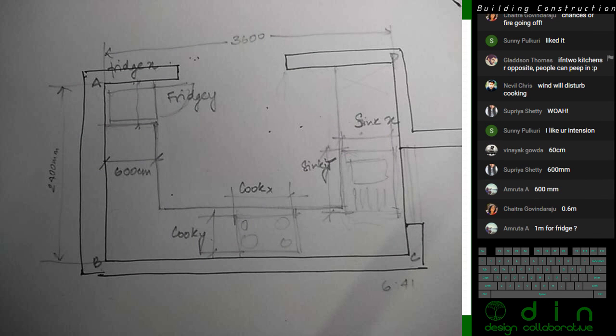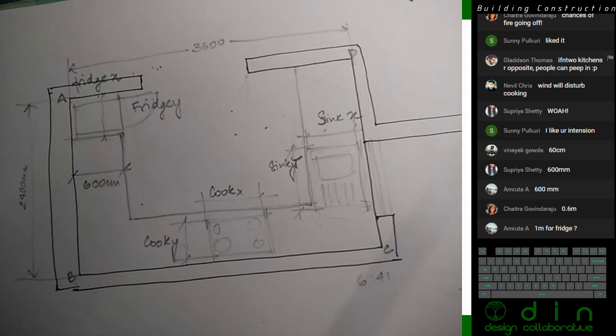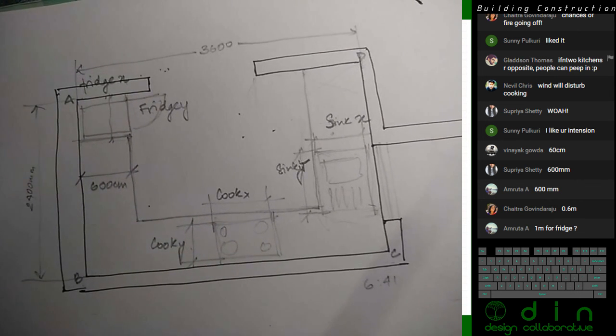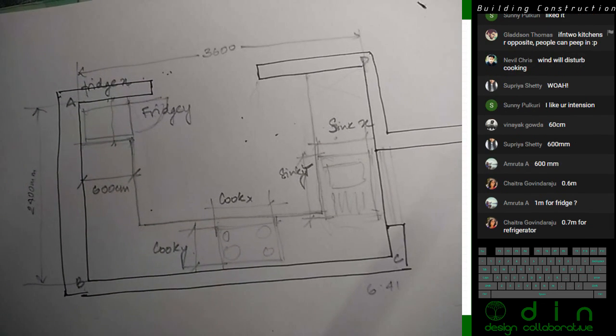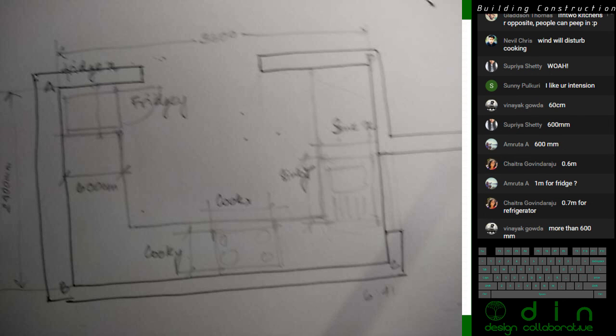0.7 for refrigerator. Why 0.7? 1 meter for refrigerator. Why 1 meter? You have sinkies and fridges. Okay. I'm thrilled by the tiniest of things. I know that I want to apologize, but I don't want to apologize at the same time. I don't know.